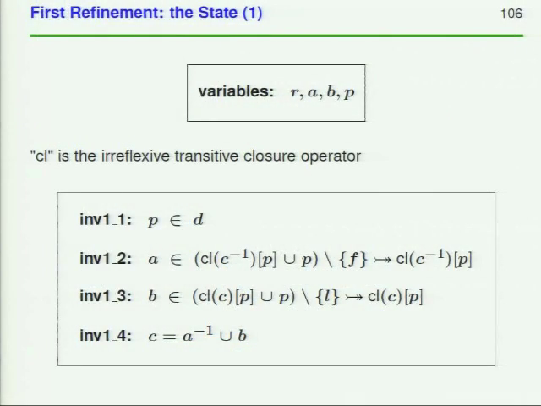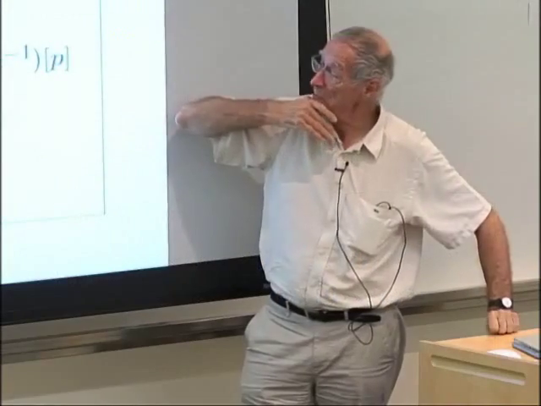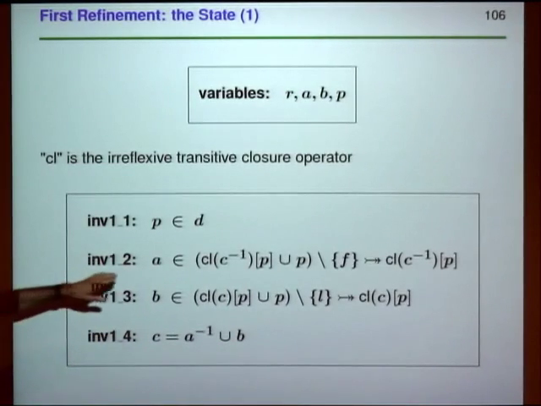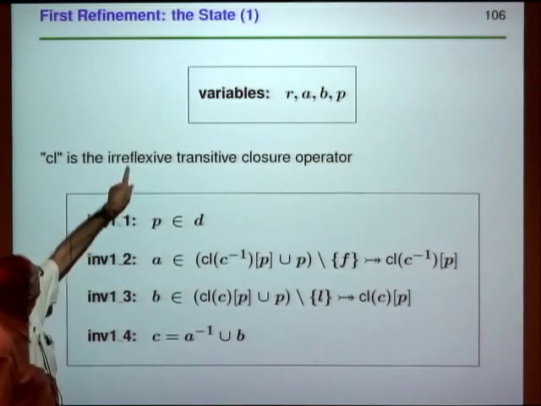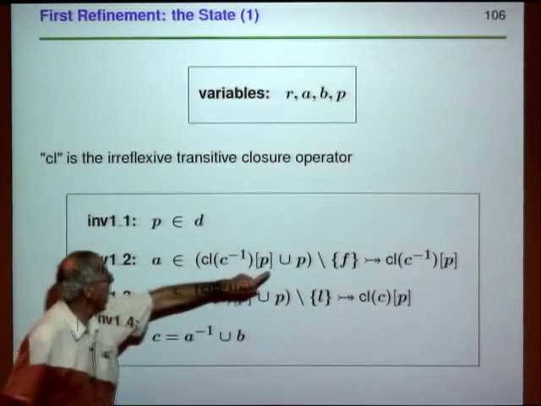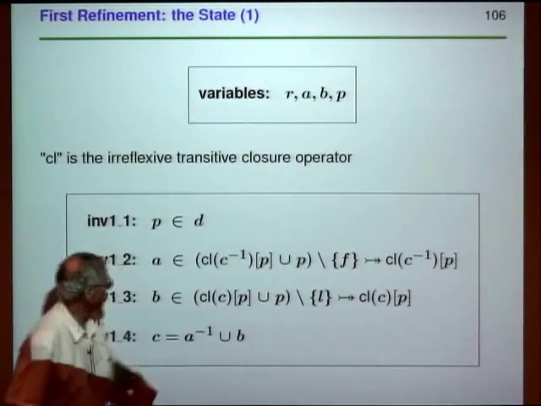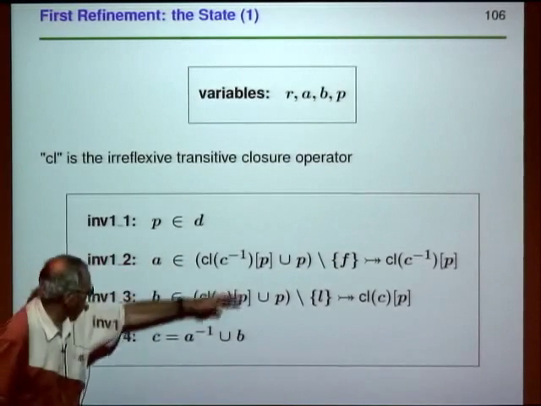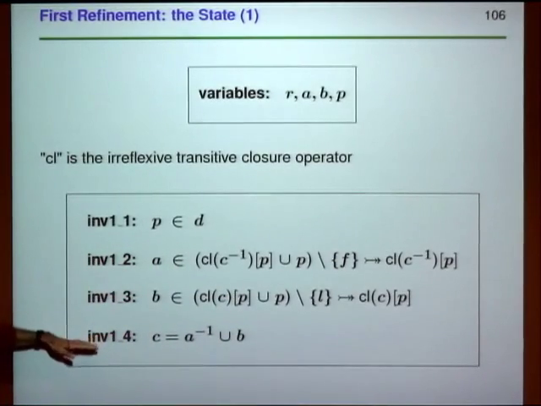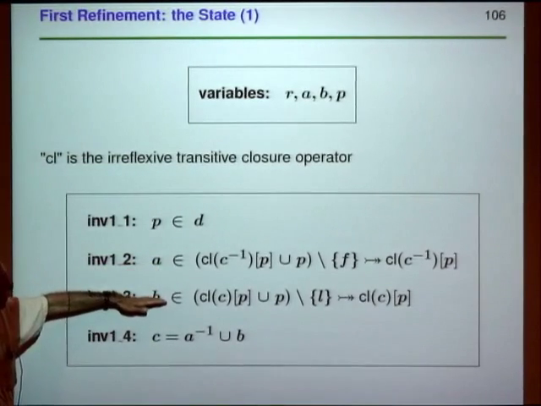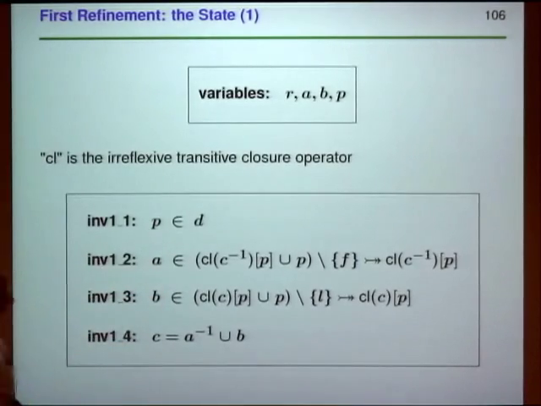So now we have the definition of A and B. So now the set corresponding to A is the reflexive transitive closure operator on C minus one of P, union, sorry, I should have put the brackets here, minus F and the other direction, and then the second one. And then we have this strong invariant. So this is the definition of A, the definition of B, P is inside D, and we have this. And now we're going to progress.